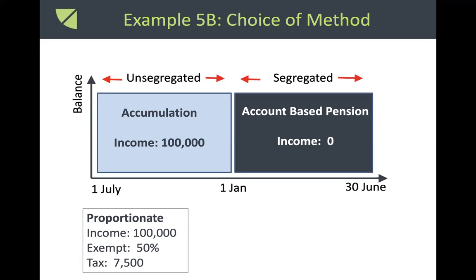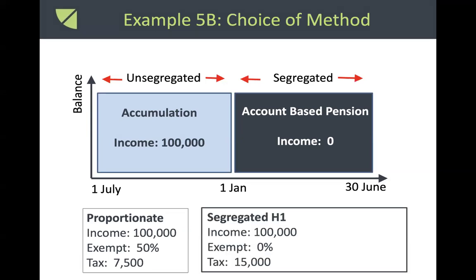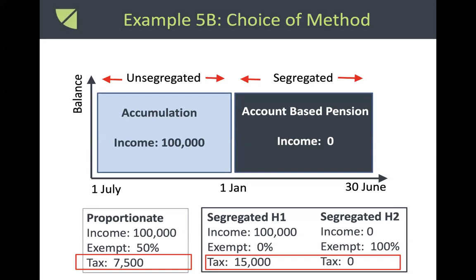The segregated method, though, looks a bit different. In the first half, we have $100,000 of income. None of it is exempt because we're only looking at the first half of the year when the balances are all in accumulation. So the tax is 15% of $100,000, which is $15,000. In the second half, we have no income. If there was income, it would all have been exempt, but there is no income and therefore there's no tax to pay. This time we'd be paying more tax under the segregated method, so we'd prefer to use the proportionate method.